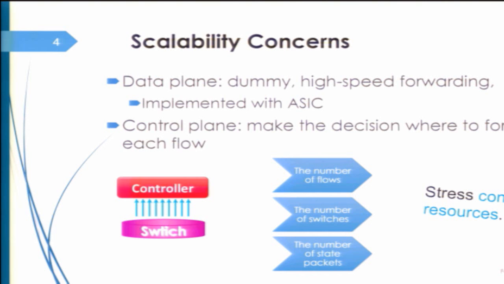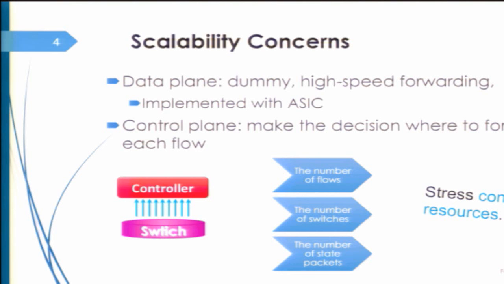But the control plane will be more complicated. For every flow that goes through the switch, the control plane will be responsible for making a decision on where to forward the flow. So if the number of flows increases, or the number of switches increases, or the number of state packets increases, the controller will face a bottleneck because the resources on the controller are limited. If the number of flows increases, the controller has to make more decisions on how to forward each flow, and therefore the computing capability and the other resources will be a bottleneck for the controller.